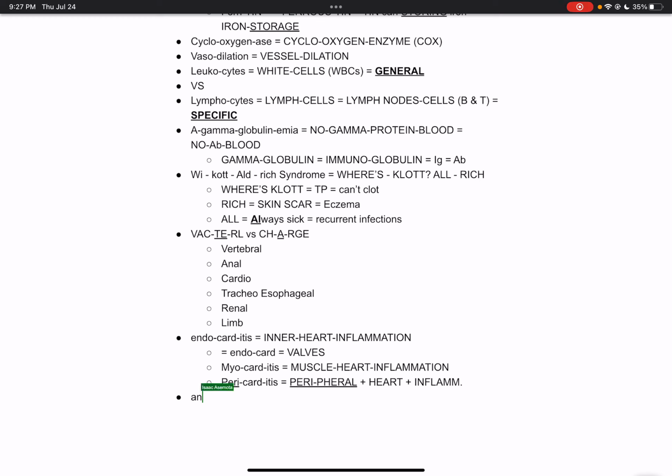Even anemia, even a simple word like that. Oh, it's just a short word. I don't need to split it. No, it still splits. An means the same thing as a, right? It means no. They just add the n for grammar. Emia means blood. So anemia means no blood. That's what literally it means. And then that's a translation. And then the actual meaning is a lack of red blood cells.